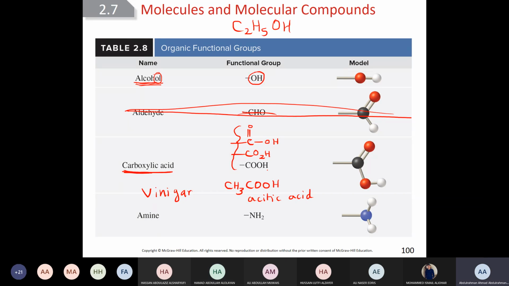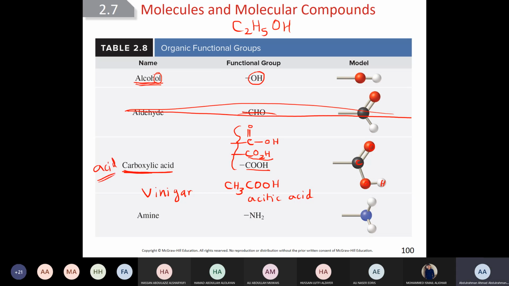The vinegar is acetic acid. So when you see this group COOH, or sometimes they write it CO2H, or the best way is to write it C double bond O, OH. That's the true structure, but you don't have to know it. But this is now an acid.